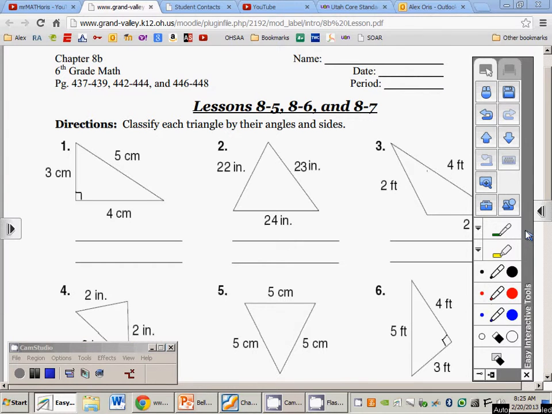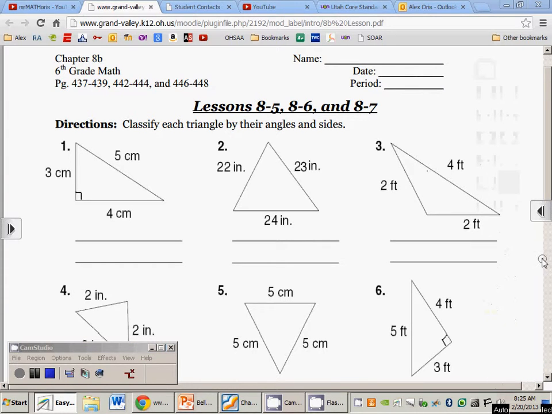All right, well, let's review triangles. As a fifth grader, I know you guys worked on this topic almost separately. Like, you classified triangles by their angles, and then you classified them by their sides. Well, really, the only difference as a sixth grader is you have to do them at the same time. You have to classify it in both ways.